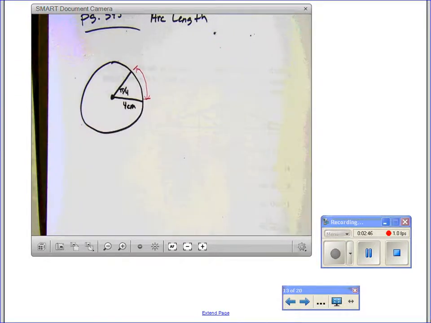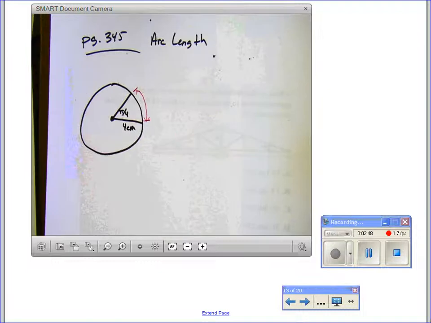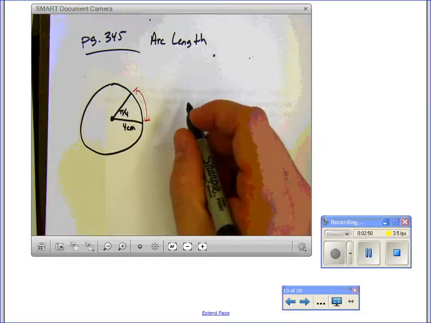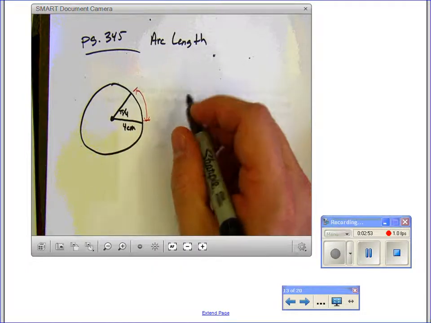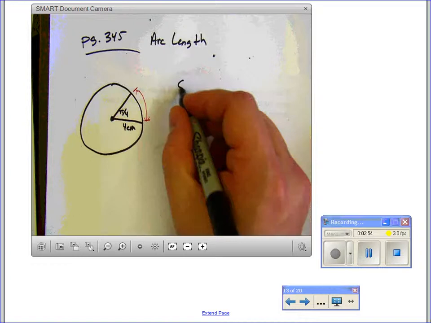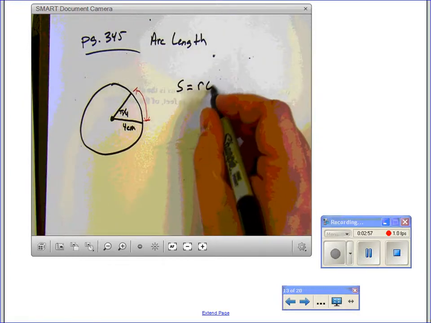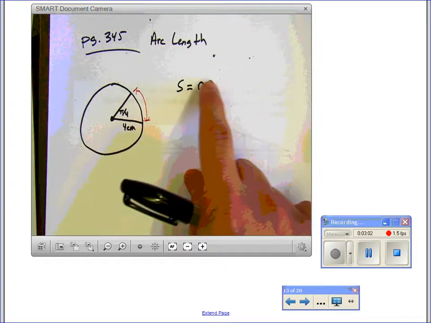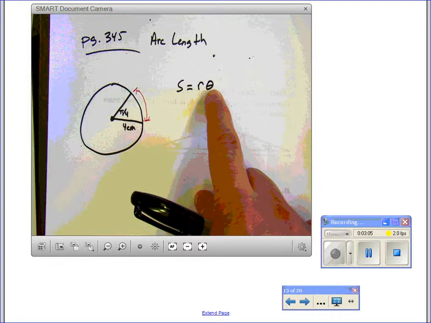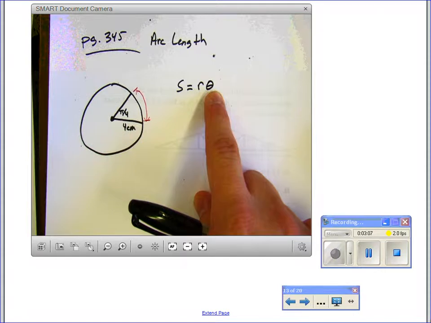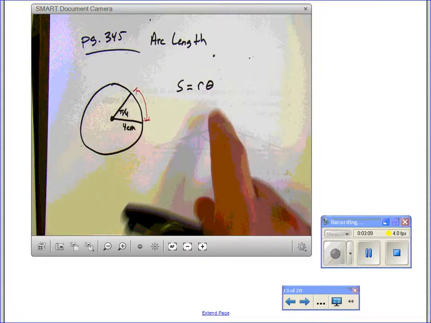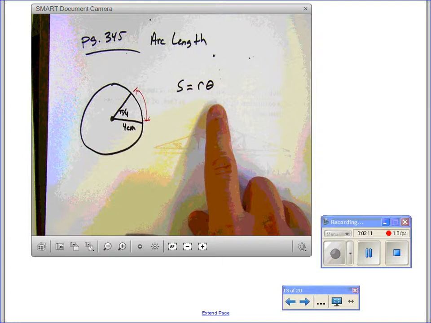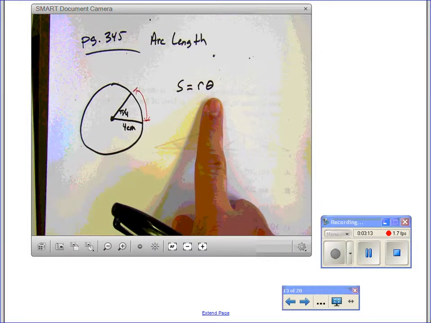Okay? Now, what you have for arc length here is a formula, and it's real simple. It's over there on the left. It'll be up there for you on the test too, so you don't have to memorize it. Arc length S is equal to R times theta. All you've got to do is take the radius times theta, where theta represents the central angle. Okay? Now, there's one catch that makes this remotely difficult.